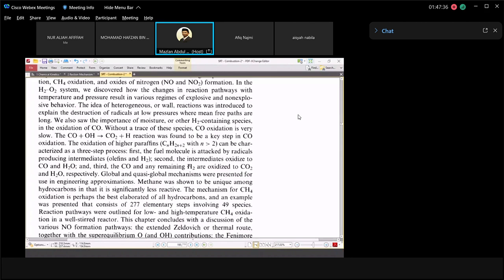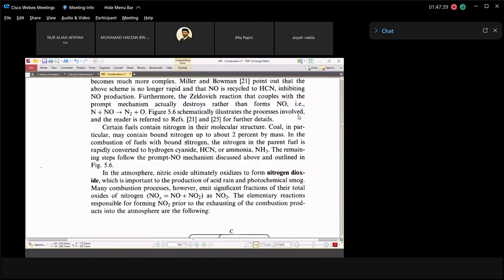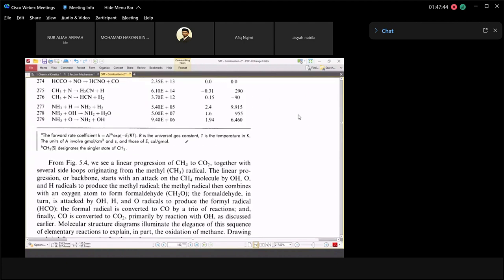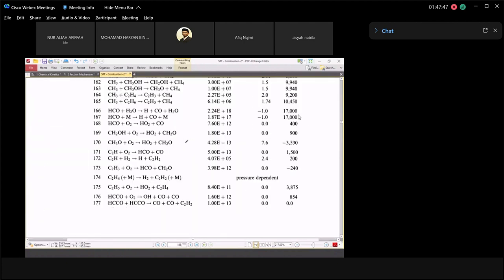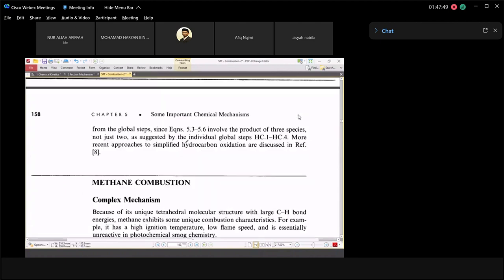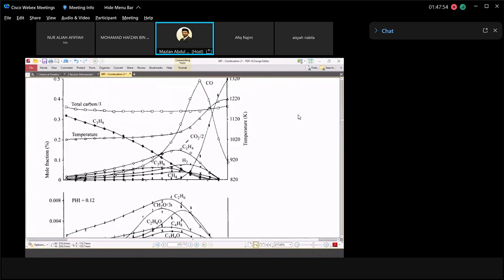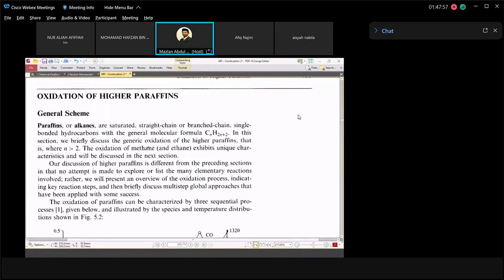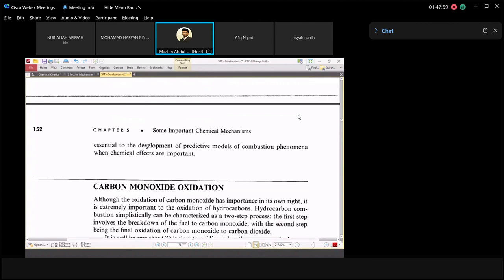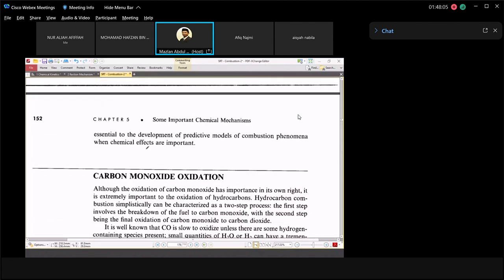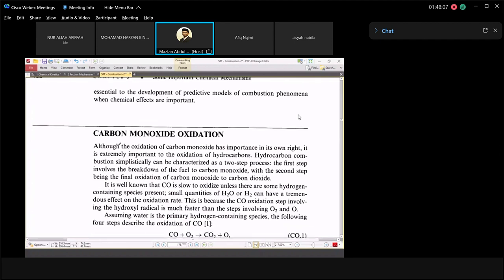The one that you see on top, methane, and on top of that is oxidation of higher paraffin, alkane. It's carbon oxidation. After the hydrogen oxidation system, they have carbon monoxide oxidation. Although the oxidation of carbon monoxide is important in its own right, it's extremely important to the oxidation of hydrocarbon.